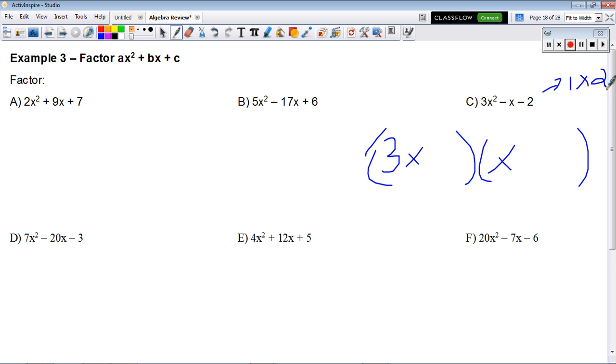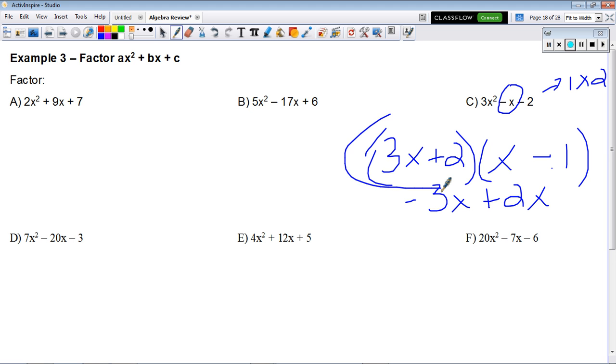So at this point I really just have to try something and see if it works. So I'm going to put in a plus 2 and a minus 1, and I'm going to check that and see if it works. So I got here 3x times negative 1, that's negative 3x, and then I have positive 2 times x, that's positive 2x, and if you put those together that equals negative 1x, so that one is going to work. So the answer to this would be 3x plus 2 times x minus 1.